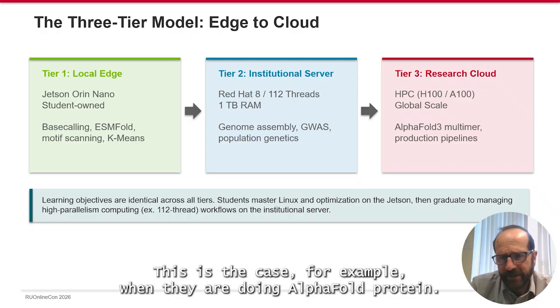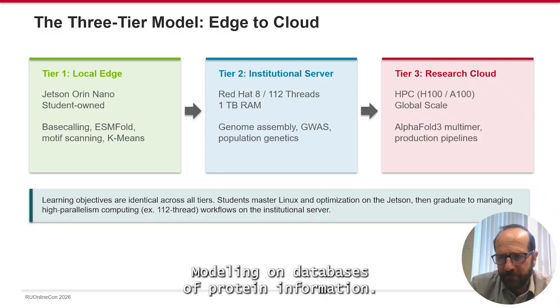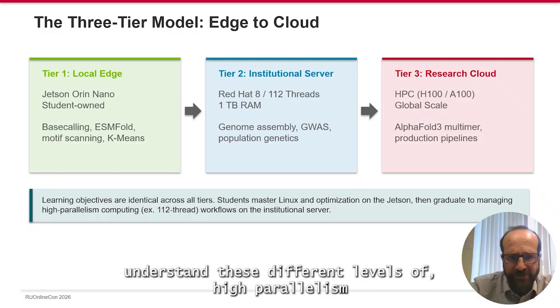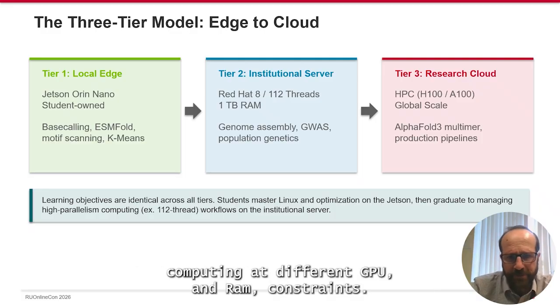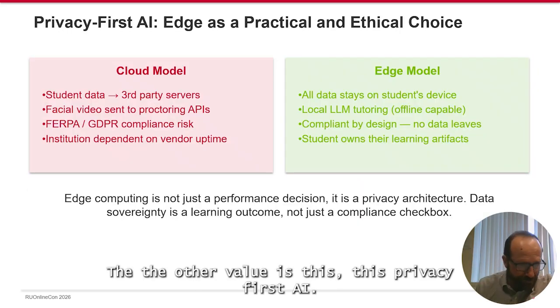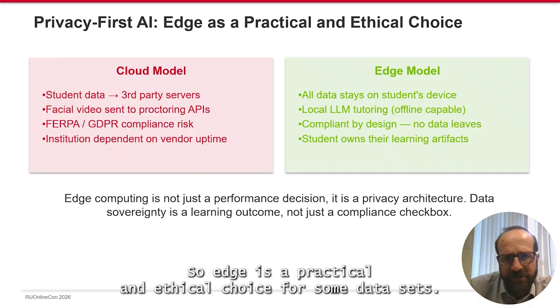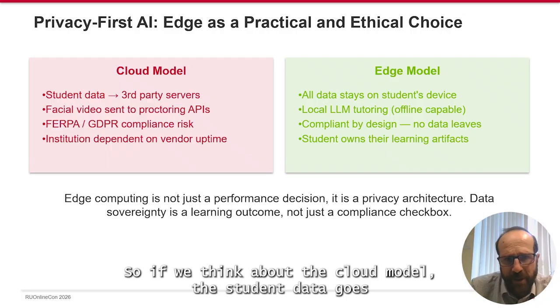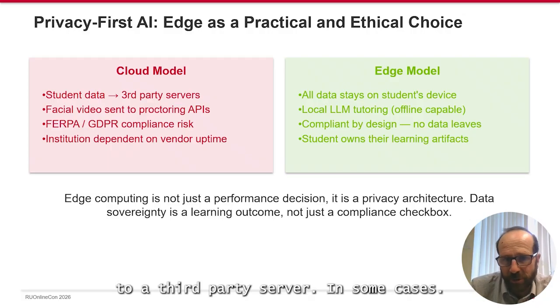This is the case, for example, when they are doing AlphaFold protein modeling on databases of protein information. And I think being exposed to this helps students understand these different levels of high parallelism computing at different GPU and RAM constraints. The other value is this privacy-first AI. So edge is a practical and ethical choice for some data sets. If we think about the cloud model, the student data goes to a third-party server in some cases.